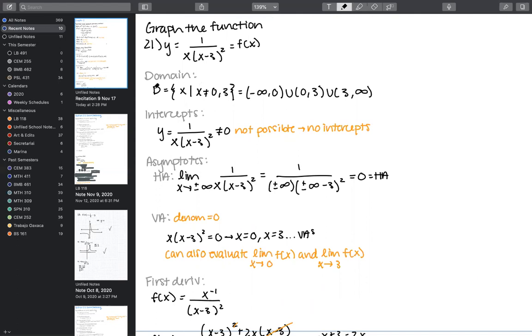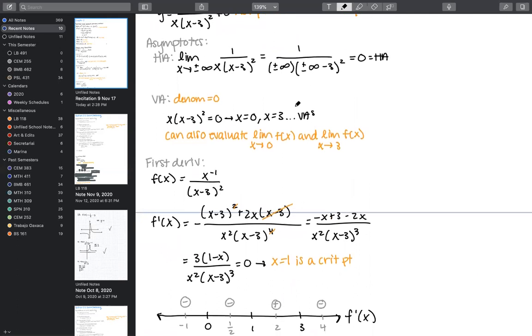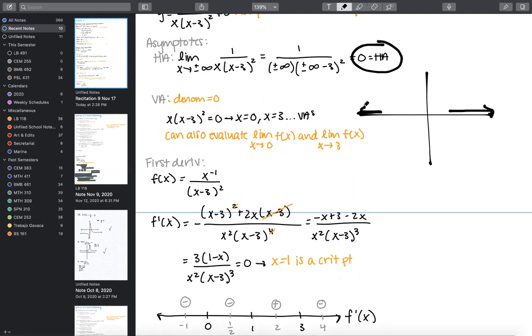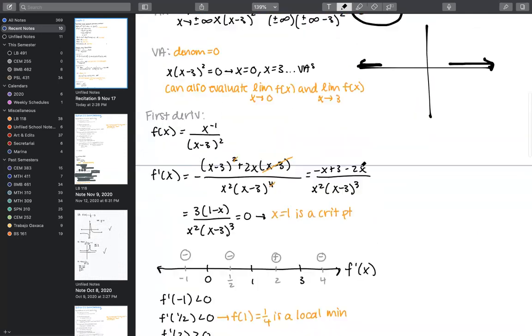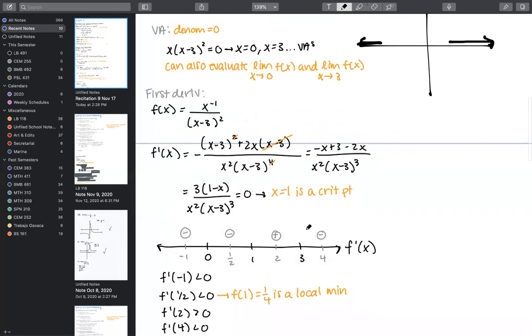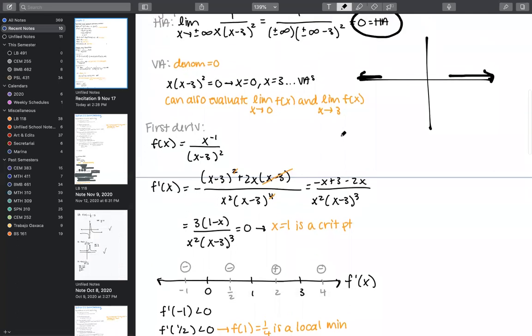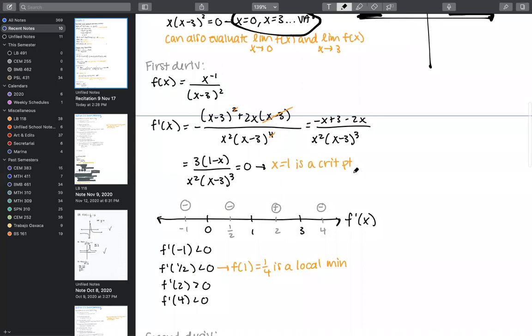So personally, I would not be concerning myself with the domain at this point. There are no intercepts, so I don't have to write anything down about that. End behavior, I know that my function is going to be kissing up against the x-axis, so that's important to know. Vertical asymptotes, we've talked pretty extensively about those. There they are. And then x equals 1 is a local minimum.